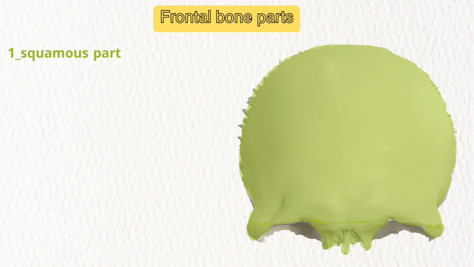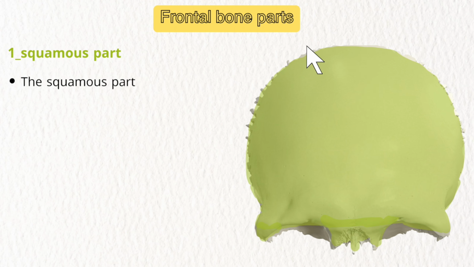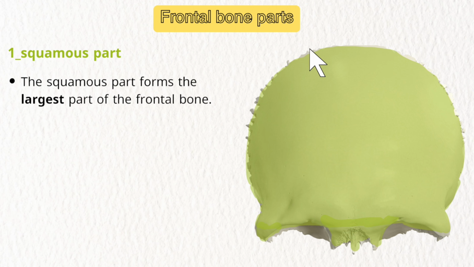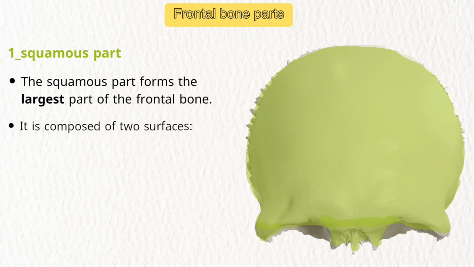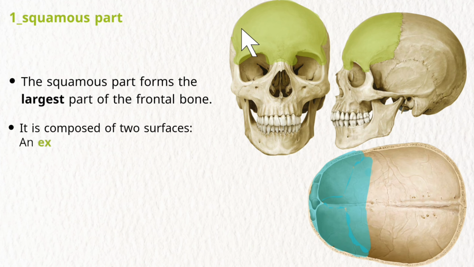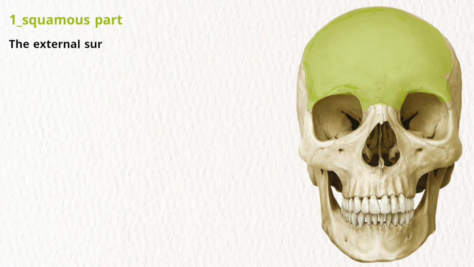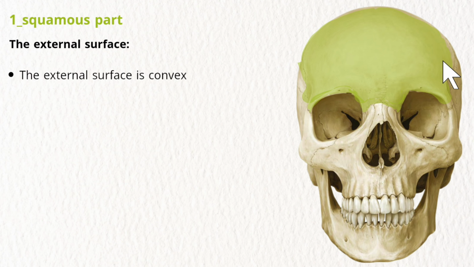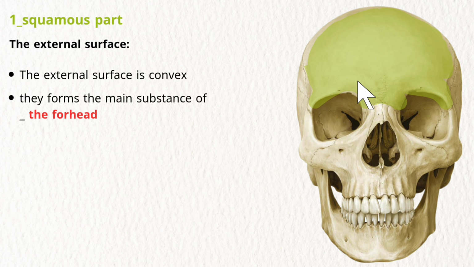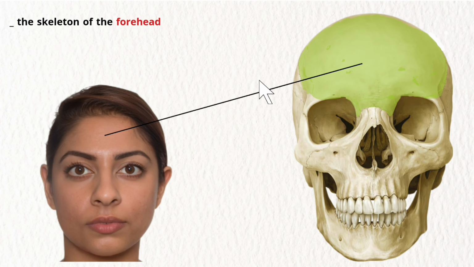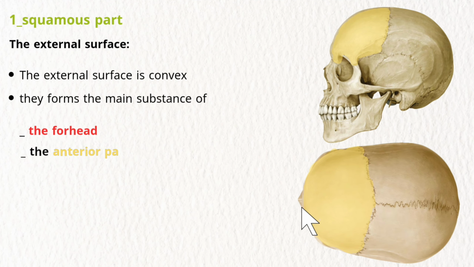1. Squamous part. The squamous part forms the largest part of the frontal bone. It is composed of 2 surfaces, an external and an internal surface. The external surface is convex, and it forms the forehead and the anterior part of the vault of the skull.